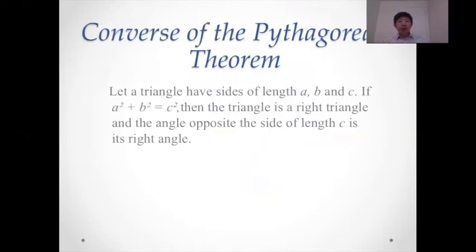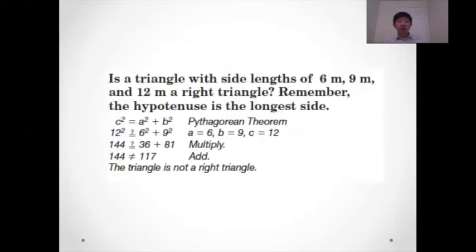Now, what about the converse of the Pythagorean theorem? Let a triangle have sides of lengths A, B, and C. If A squared plus B squared equals C squared, then the triangle is a right triangle. And the angle opposite the side of length C is its right angle, okay? So here is a problem we can take a look at. Is a triangle with side lengths of 6 meters, 9 meters, and 12 meters a right triangle?